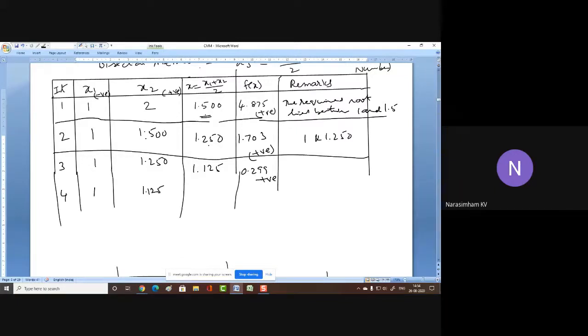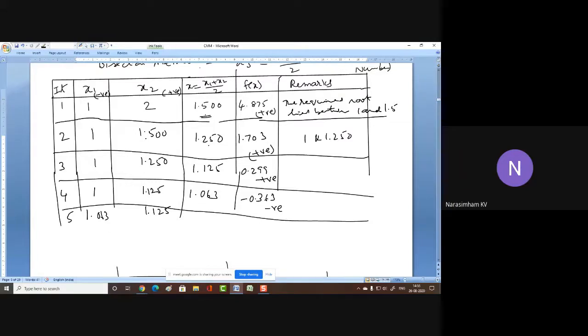The second value is same. Now again find the mean of these two, 1 and 1.125. So your value is 1.063. Now substitute this value in the function. You will get minus 0.335, negative. Then what do you say? This is negative. Write the x value in negative column. The other value is same. Now what is our conclusion here? The root lies between 1.063 and 1.125. Now we are reaching.